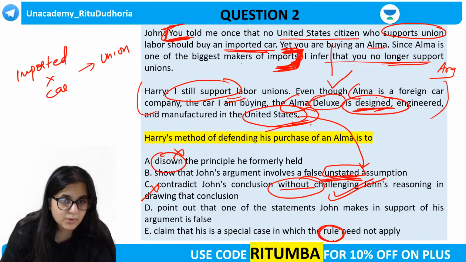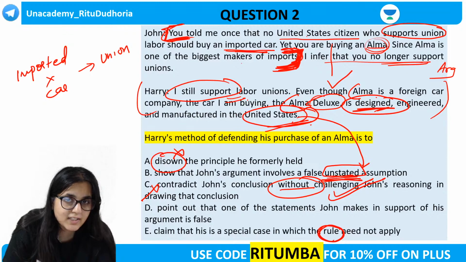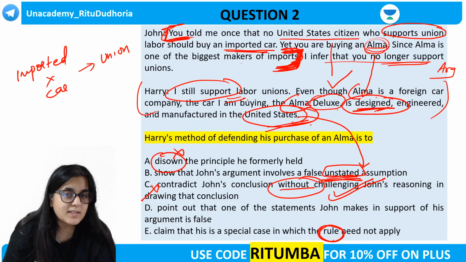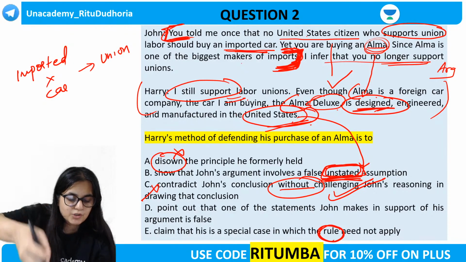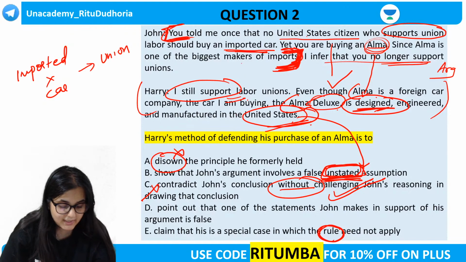Yes or no? B बोल रहा है कि जॉन ने आलमा तो मेंशन कर दिया, पर ये नहीं देखा कि कौन सा आलमा है. आल्मा डीलक्स है जो प्योरली यूनाइटेड स्टेट्स में बना हुआ है, तो एक अनस्टेटेड. जॉन्स आर्ग्यूमेंट इन्वॉल्व्स एन अनस्टेटेड assumption. उसने कन्वीनियंटली एक assumption को छोड़ दिया. Got it guys? Did all of you understand this now? Yes or no? Clear everyone? सबको समझ में आया ये point?